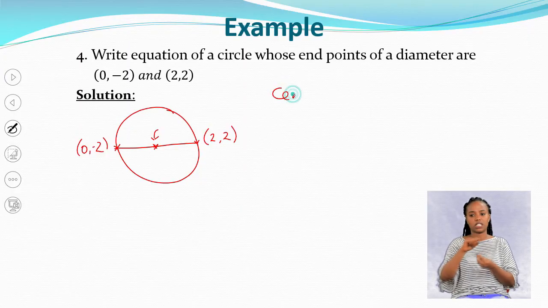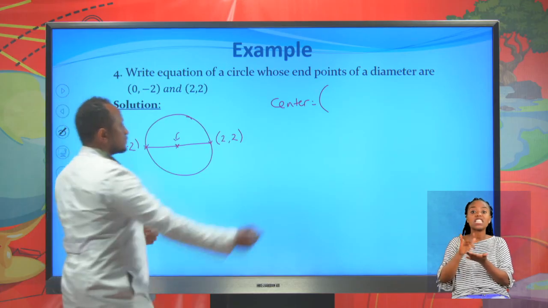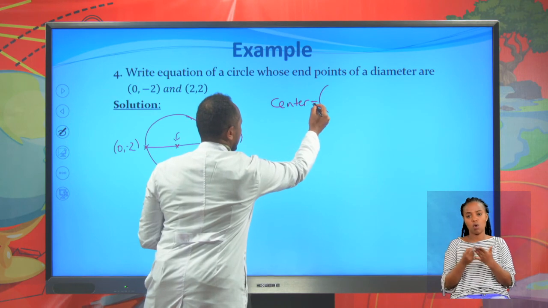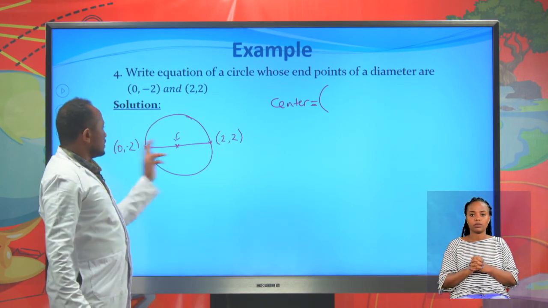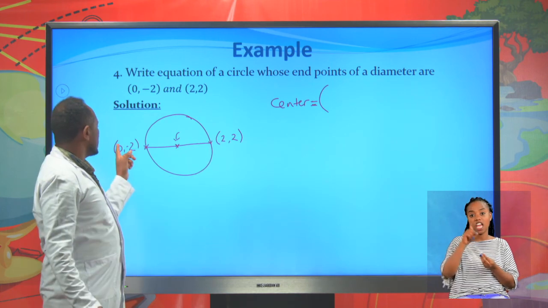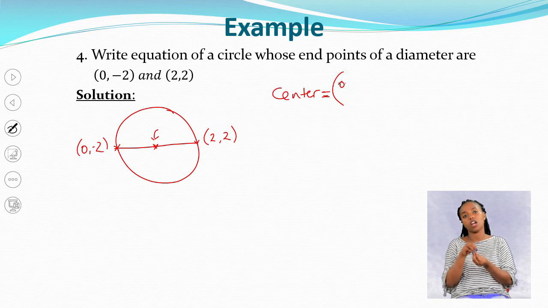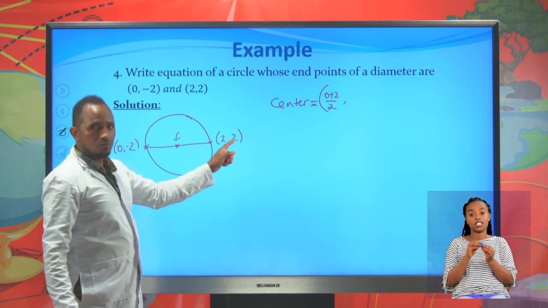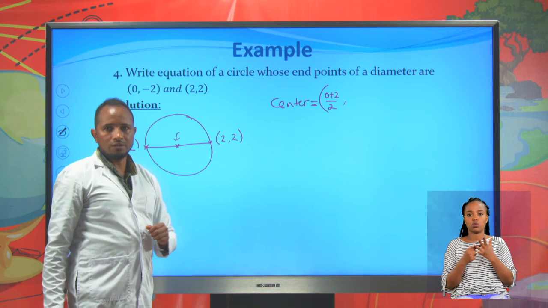Therefore, the center of this circle is the midpoint. Using the midpoint formula, add the x coordinates and divide by 2. So the x coordinate is (0 + 2) divided by 2, comma, then add -2 and 2, the y coordinates, to find the y coordinate. Simply add the y coordinates and divide by 2.